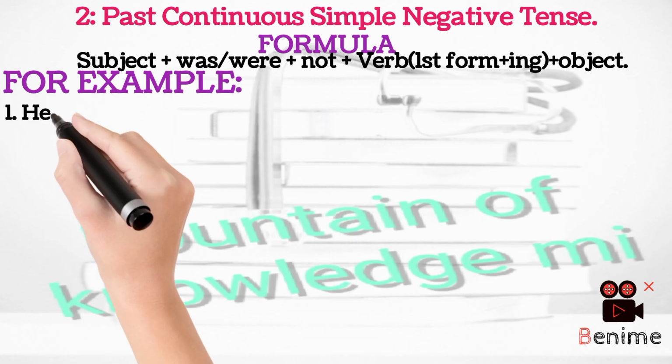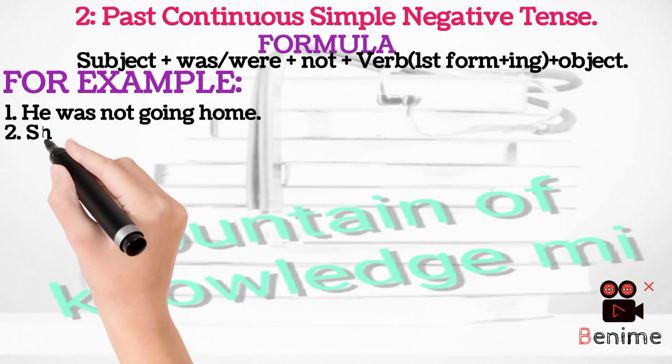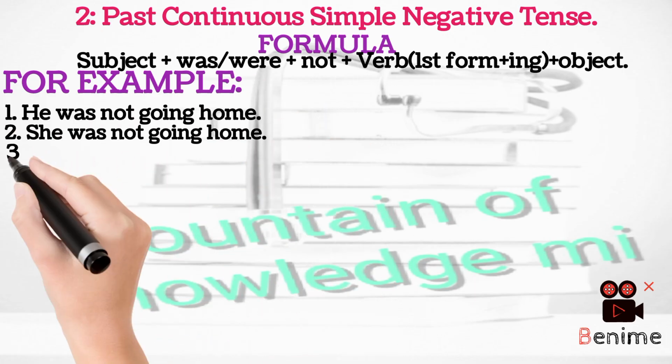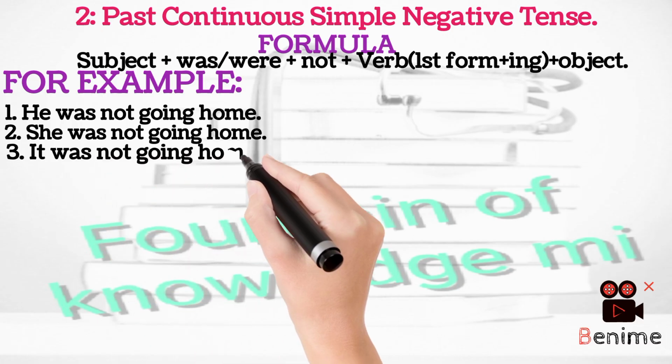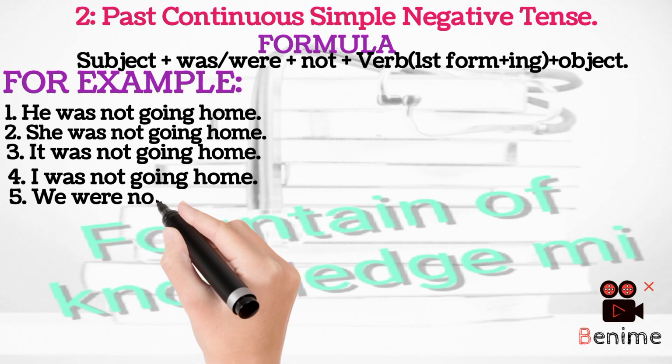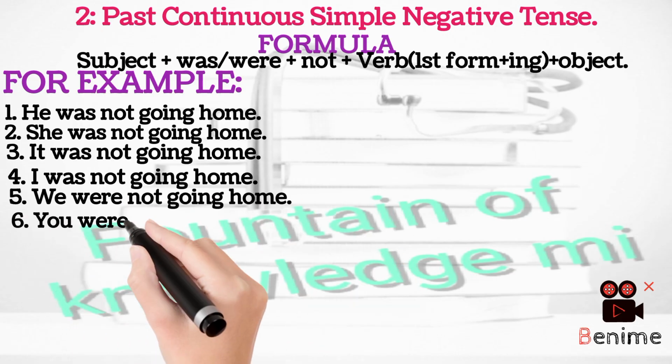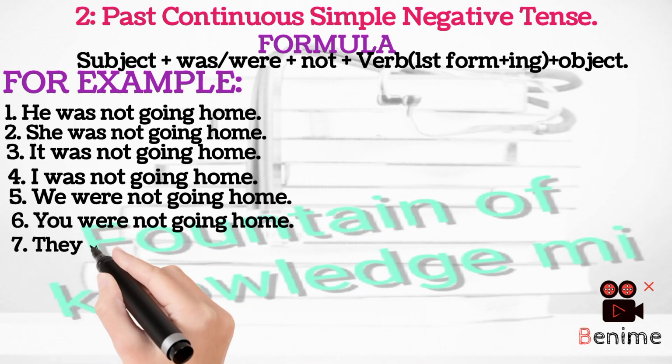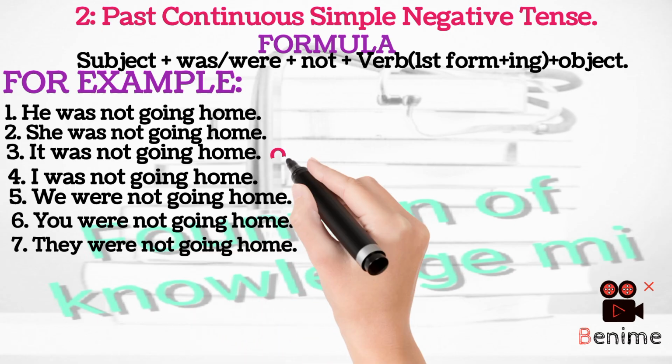For example. 1. He was not going home. 2. She was not going home. 3. It was not going home. 4. I was not going home. 5. We were not going home. 6. You were not going home. 7. They were not going home.